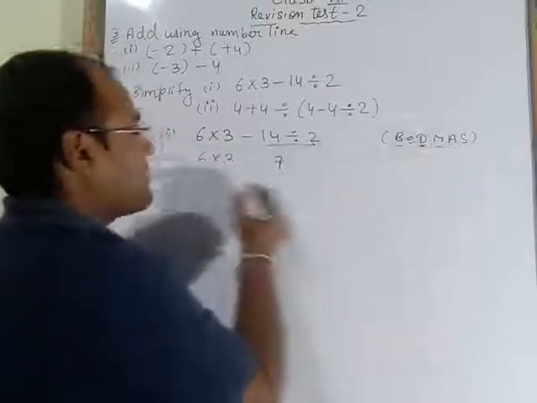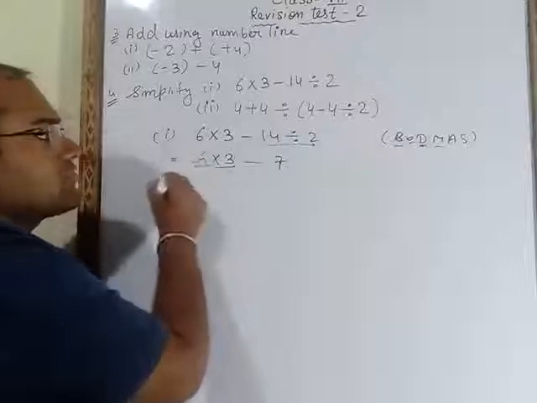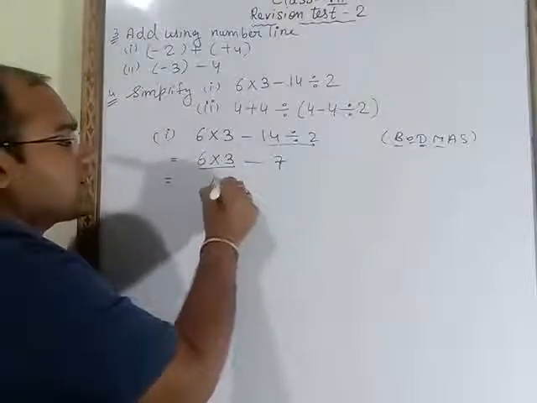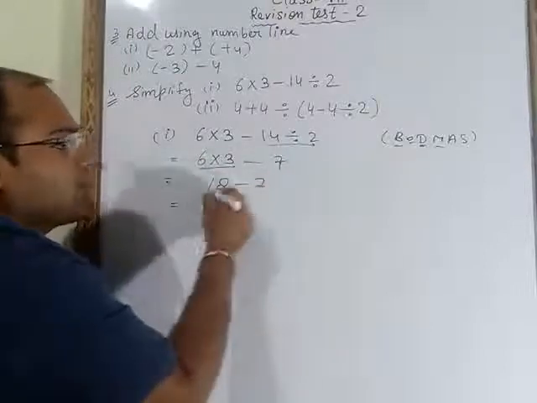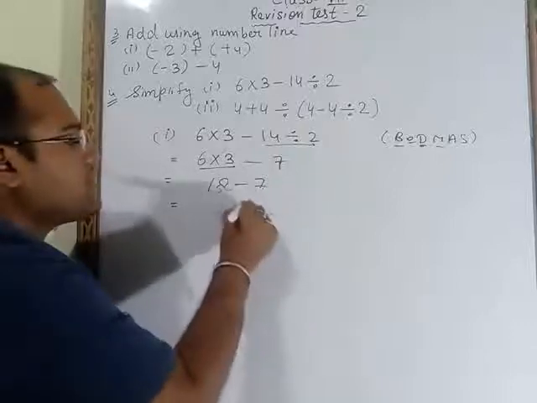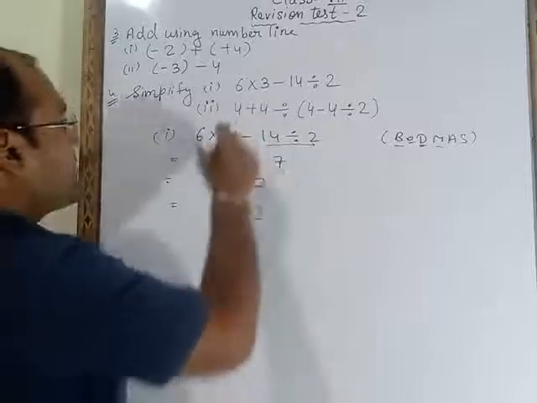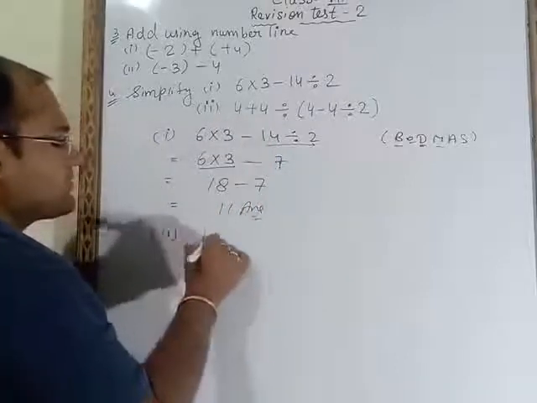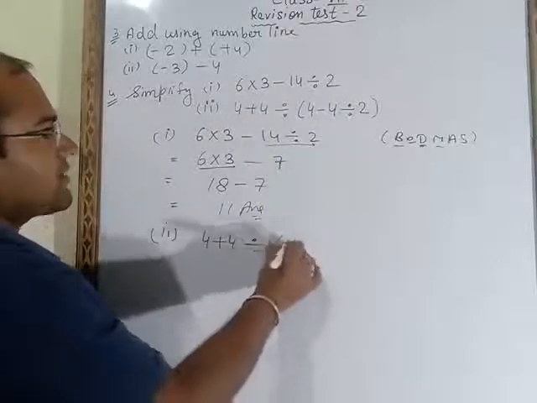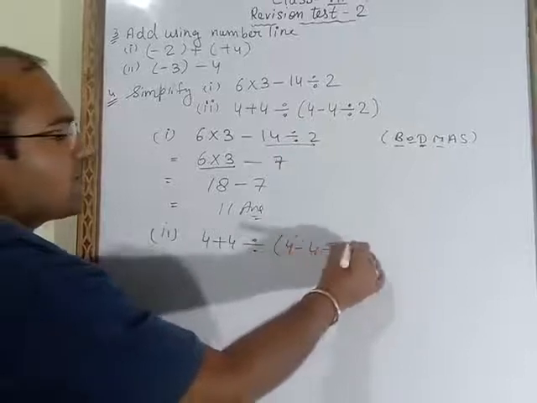Now next step. After divide, multiply. Multiply is here. So you have to multiply these two numbers. 6 times 3 is 18, minus 7. Now we will subtract these two numbers. Answer will be 11. Like this you have to do the first part. Now second part. The second part is 4 plus 4 divide 4 minus 4 divide 2.